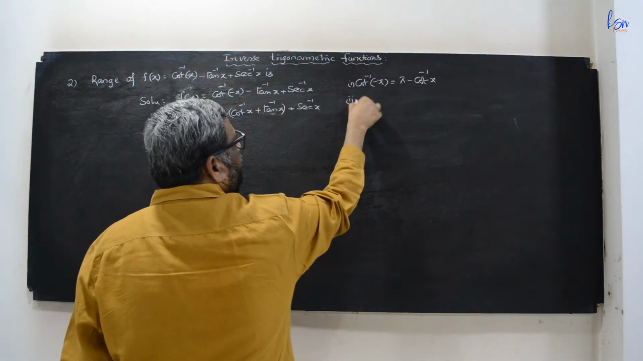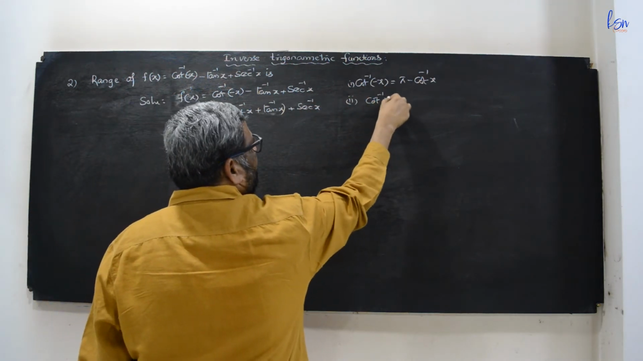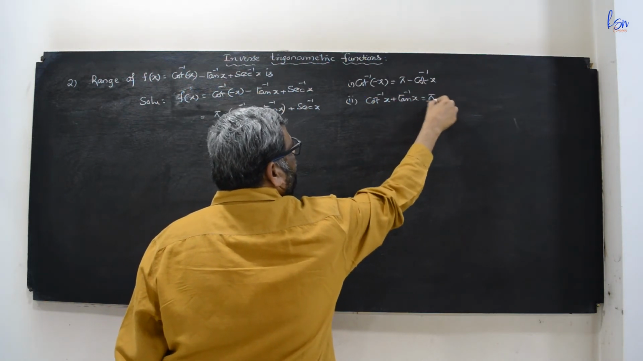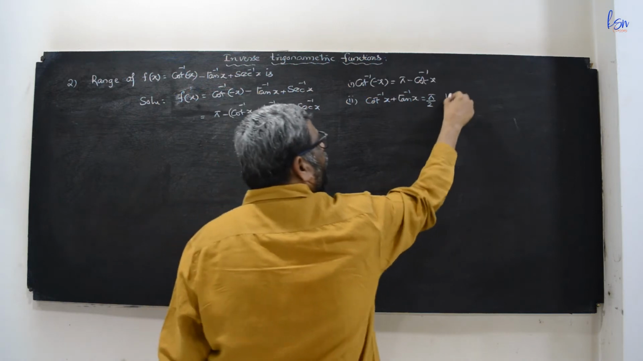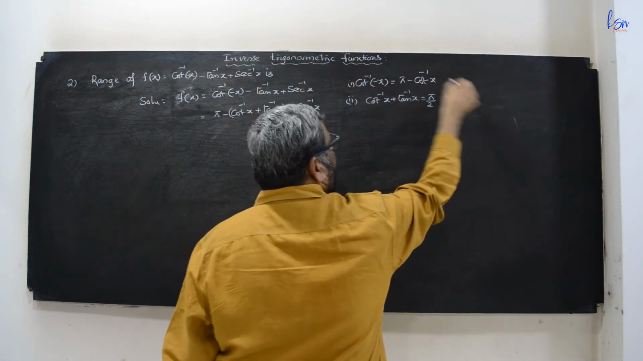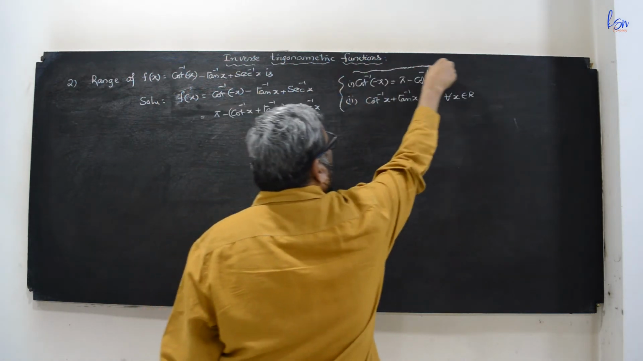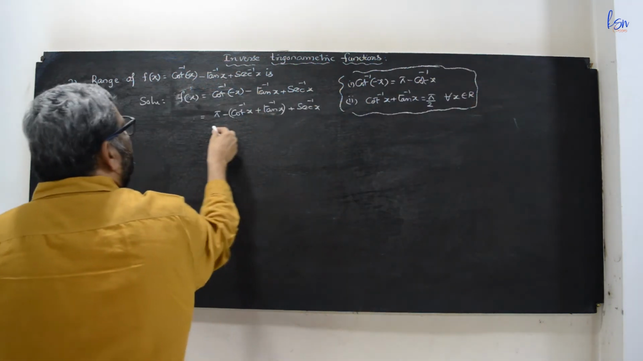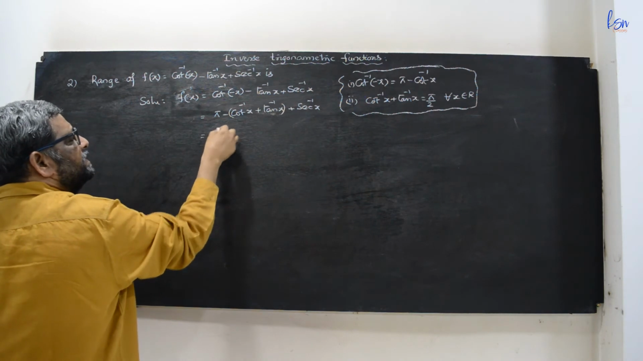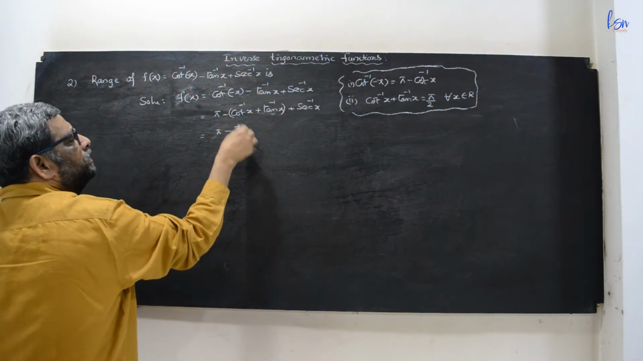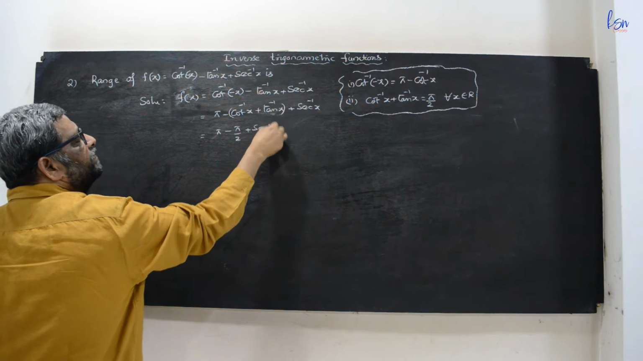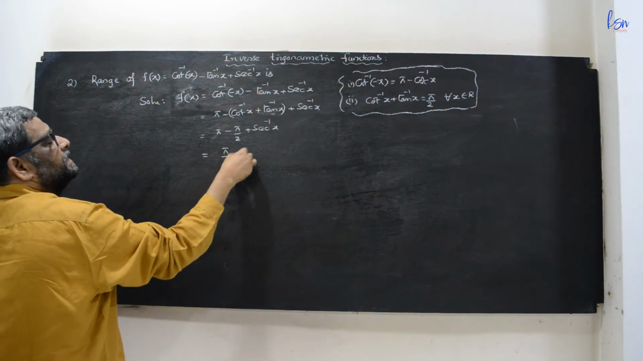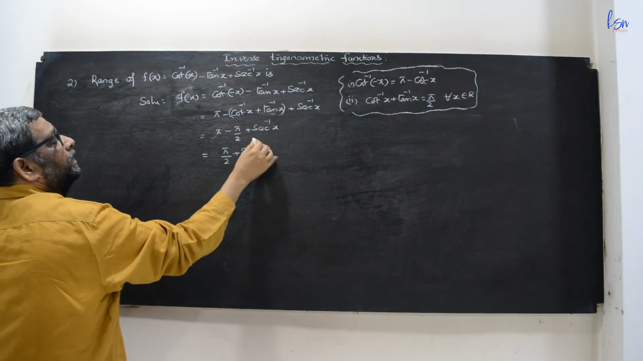By taking minus common, you can write like this. So here cot inverse x plus tan inverse x is equal to pi by 2 for all x belongs to R. So these are the two formulas. You can make use of these two formulas here. So pi minus pi by 2 plus secant inverse x. So this is pi by 2 plus secant inverse x.